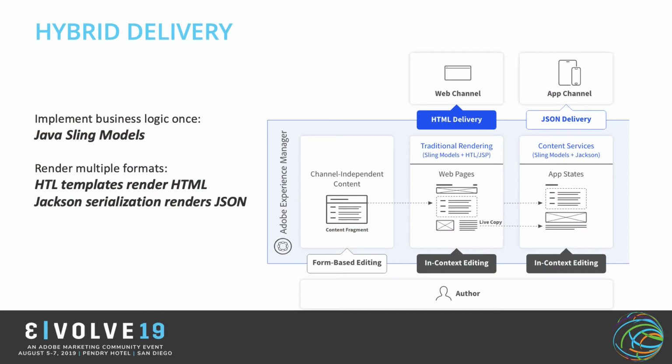So just a little bit of background in AEM. All the components that we drag onto a page are backed by Sling models, and that's what enables us to actually give a JSON representation of the same model content.